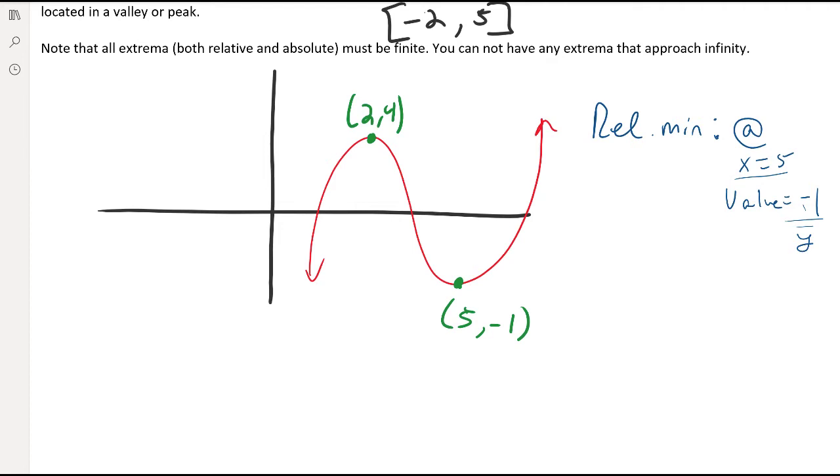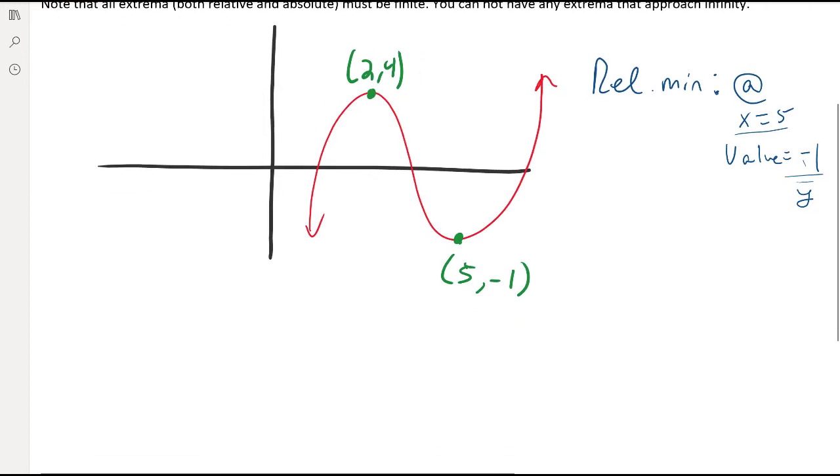Okay, so we have a relative minimum. What about relative max? Yes, we're going to have a relative max. The location will be at x equals 2, because that's our peak there. And the value of the relative max is going to be 4. Once again, that's the y value.